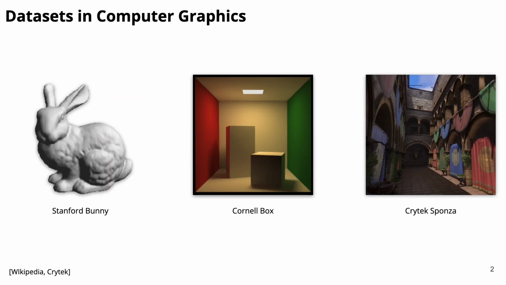Datasets have been a key part of the history of computer graphics. They provide a reference point to compare existing solutions and identify problems and weaknesses during the development of new algorithms. Some classic examples of this include the Stanford Bunny, the Cornell box, and the Crytek Sponza.